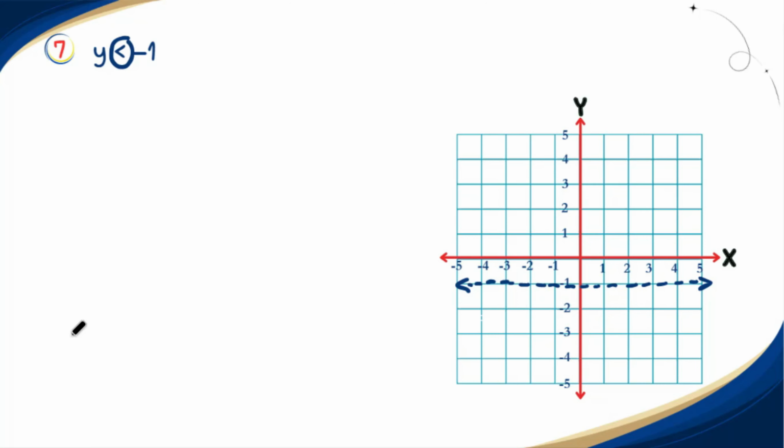What about the shaded region? Easy. You can use any test point, up or down, or you can do it mentally. Mentally, which numbers are less than negative 1? Negative 2, negative 3, so the shaded region should be down. If you're confused, you can use any test point. For example, this point, 1 and negative 2. Replace y with negative 2, less than negative 1. Is negative 2 less than negative 1? Yes. Then this test point satisfies the inequality, so its region satisfies the inequality.